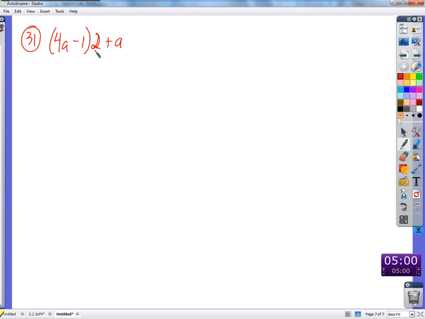So the instructions here are to simplify the expression, so carry out any operations you can, collecting like terms if they exist, and see what you wind up with.